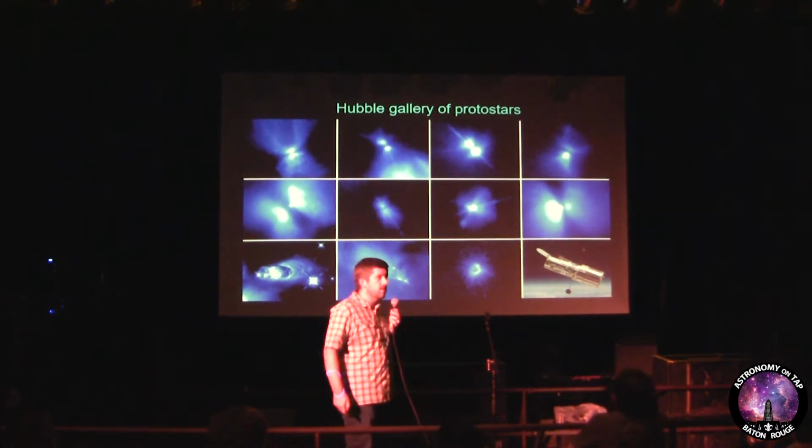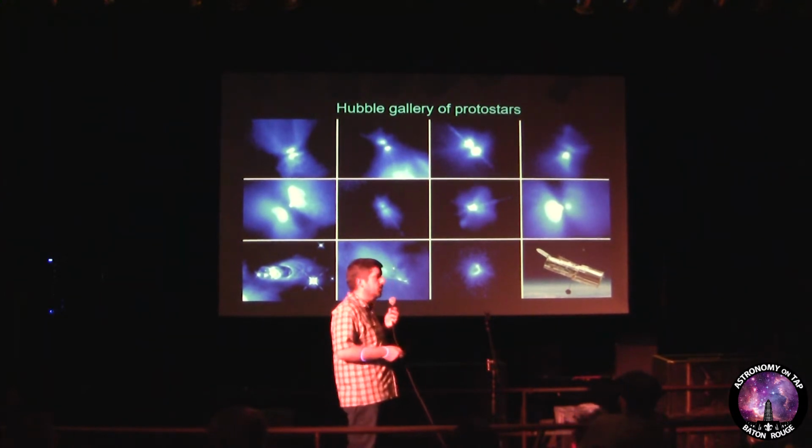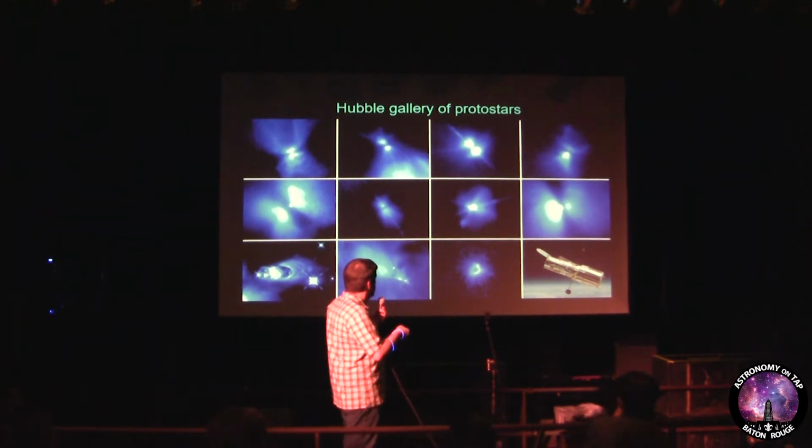This is a gallery of young stars. Before I showed you drawings, but these are actual pictures of protostars. So these are stars where they still have a disk and an envelope. And these are all obtained by the Hubble Space Telescope, shown here.